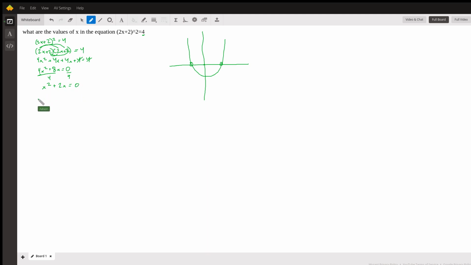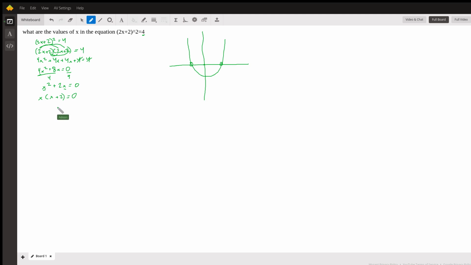Now the last step is to simplify. Now in order to simplify, we see that there's an x in both of these terms. So we're going to take that x out, which is going to give us x times (x plus 2) equals 0. So now that we have it in this simplified form, x times (x plus 2) equals 0, we can now find the zeros.